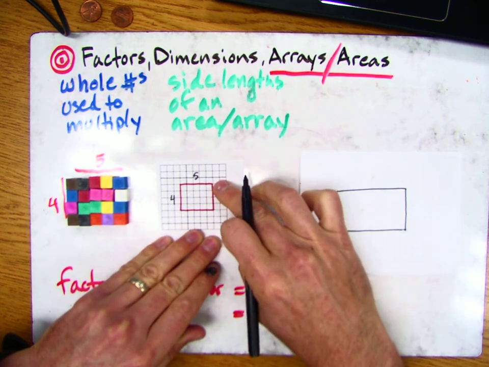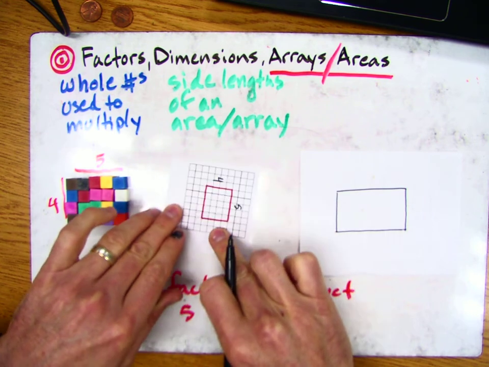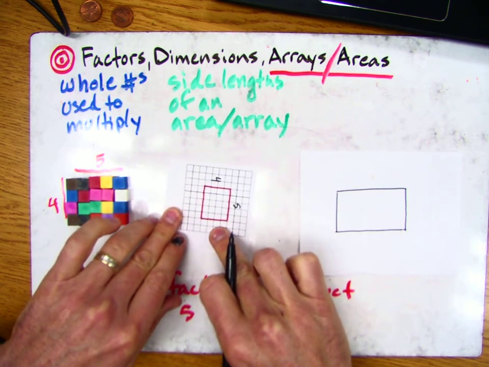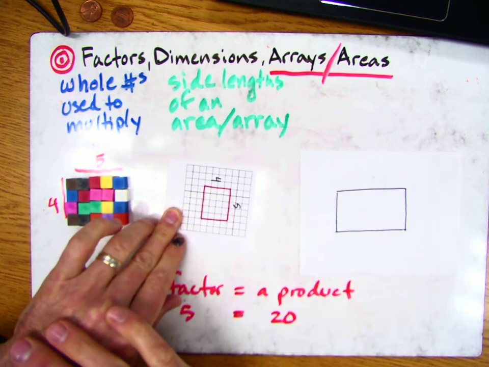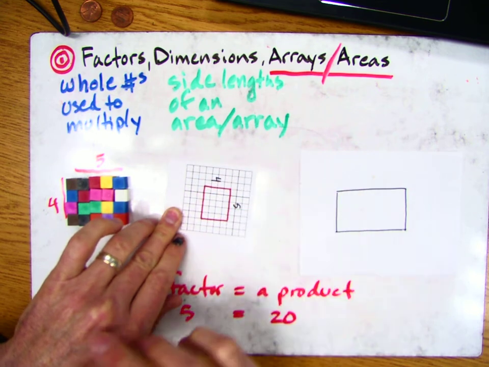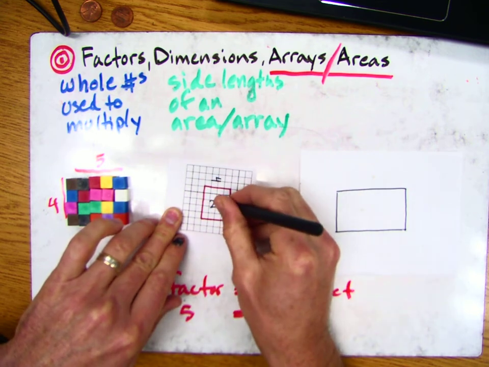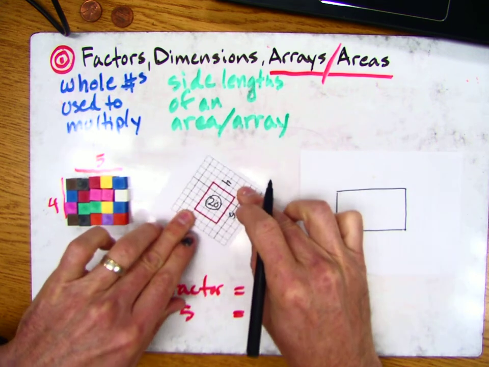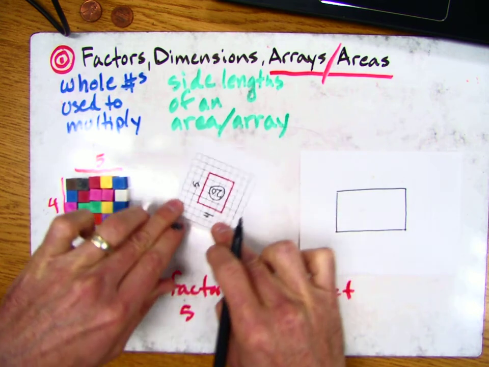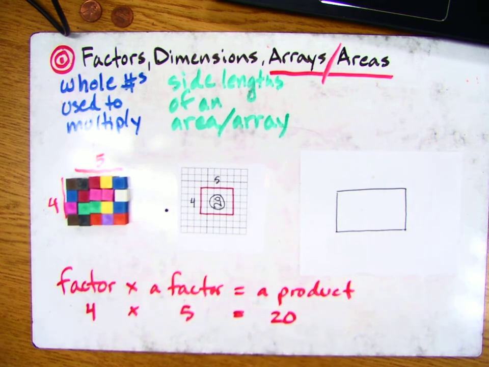In class, of course, we recognize the commutative property just means that you can turn the array the different direction, and the order of the factors, so the order of the two dimensions may change, but the area is still going to be the same 20 no matter what direction it is sitting. So that's kind of what the commutative property means. Order doesn't matter to products.